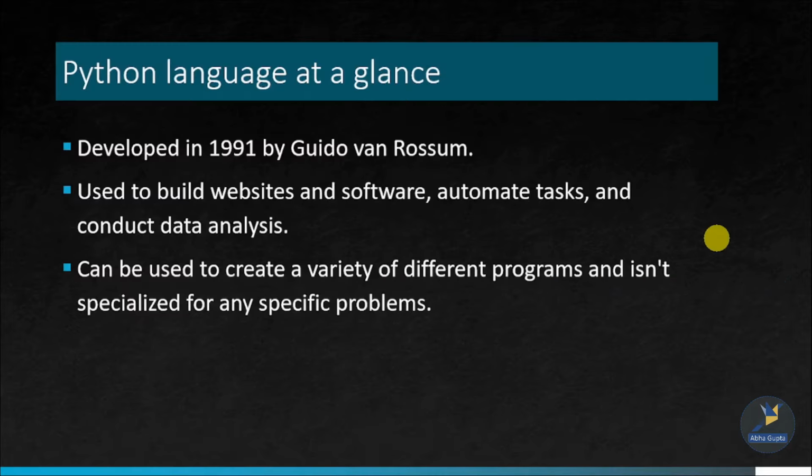Python language was developed in 1991 by Guido van Rossum at National Research Institute for Mathematics, Netherlands, and it is based on the ABC language. Now, Python can be used to build different kinds of websites and softwares. It can be used for data analysis, can be used for data storage, and can be used to code different kinds of program, as it is not specialized for any specific problem.